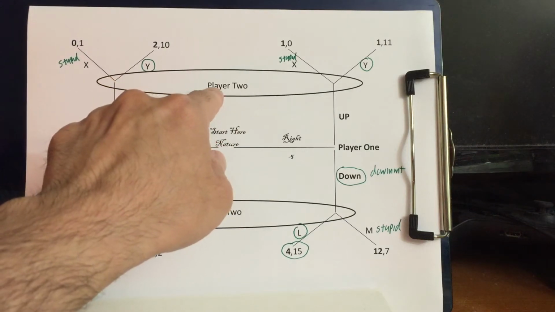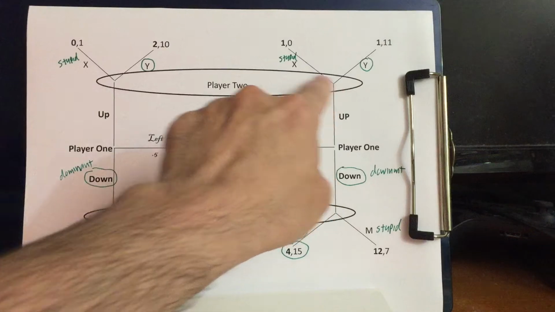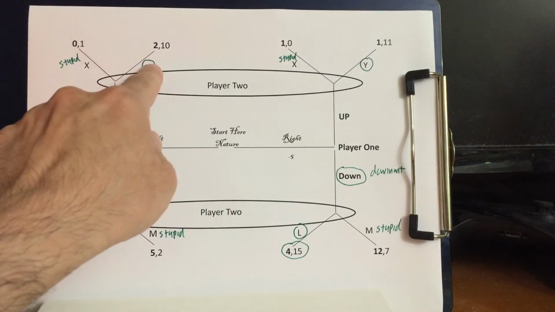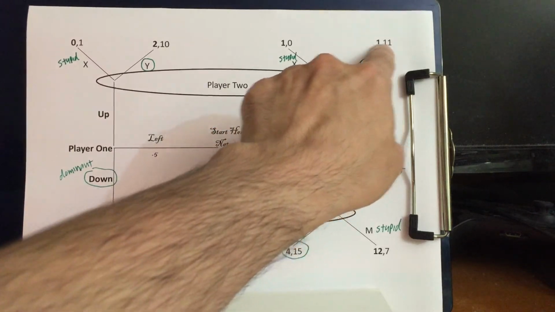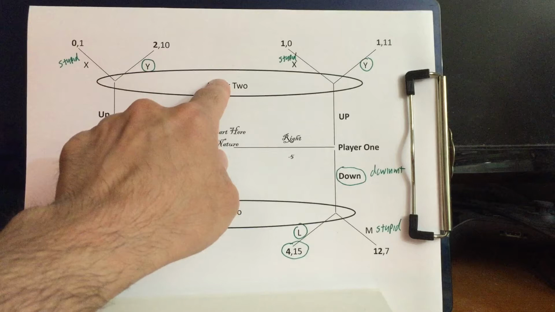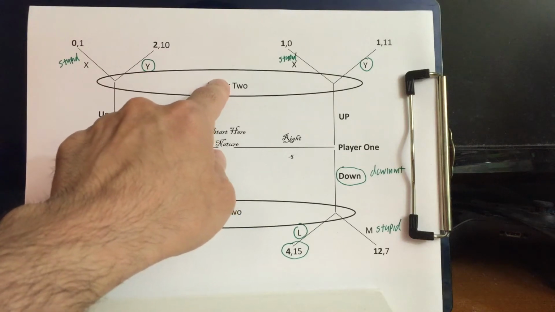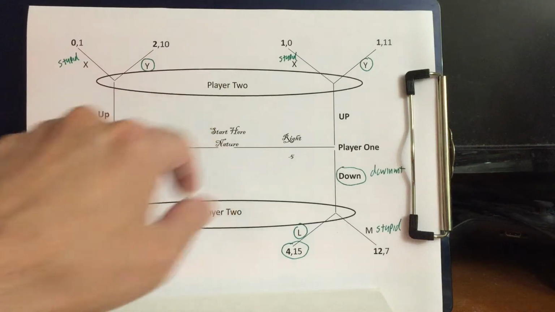Up here, something similar happens. Player 2 would say, I don't know if I'm here or here, but if I were here, I'd want Y, because 10 is greater than 1, and if I were here, I'd also want Y, because 11 is greater than 0. So I don't know where I am, but wherever I am, Y is the best move, so I'm going with Y.